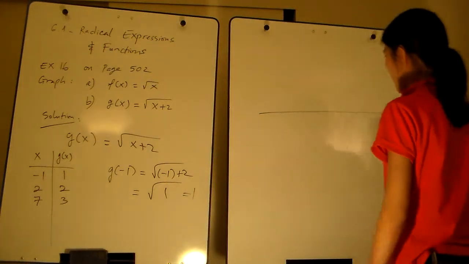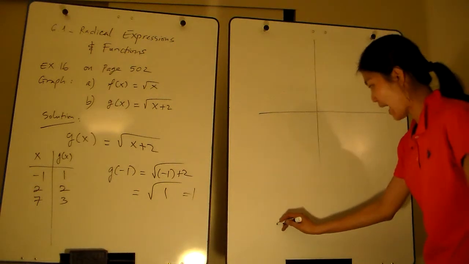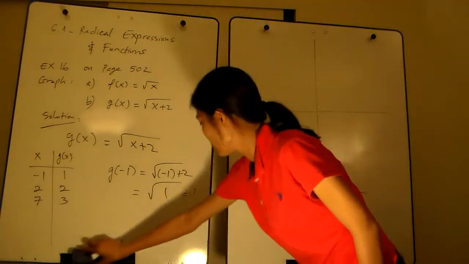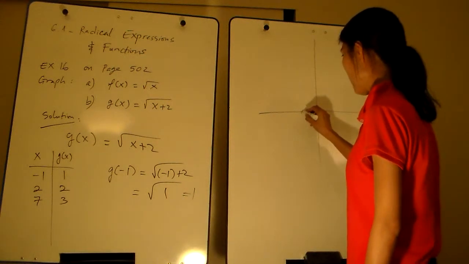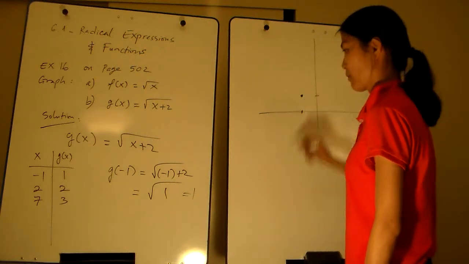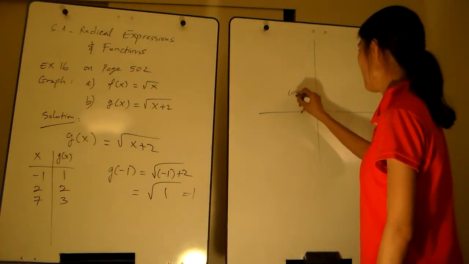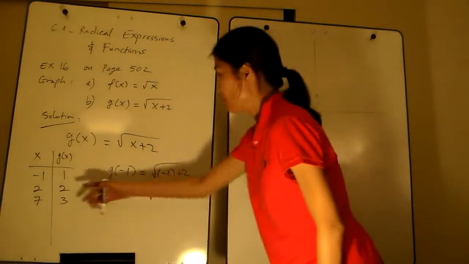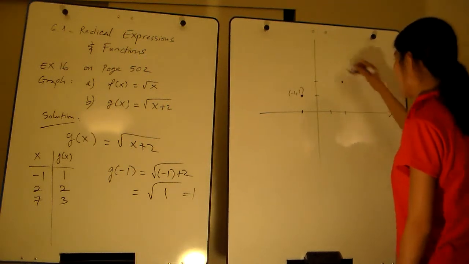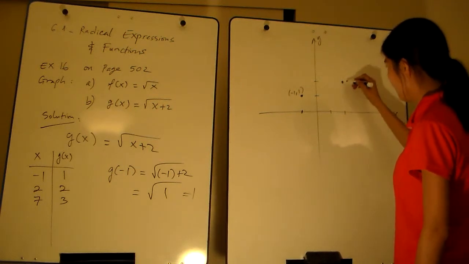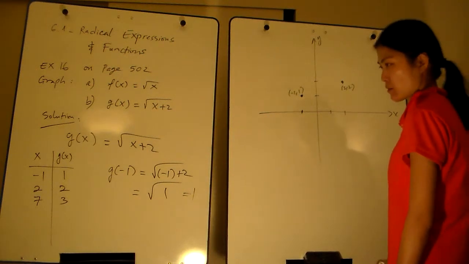All right, let's start graphing. All I know so far is that the shape of a positive square root is half of a parabola, something like this. Let's start with the first point, negative 1, 1. So this point is negative 1, 1. The second point is 2, 2. This is x, this is y, so the point 2, 2 is here. The third point is 7, 3.